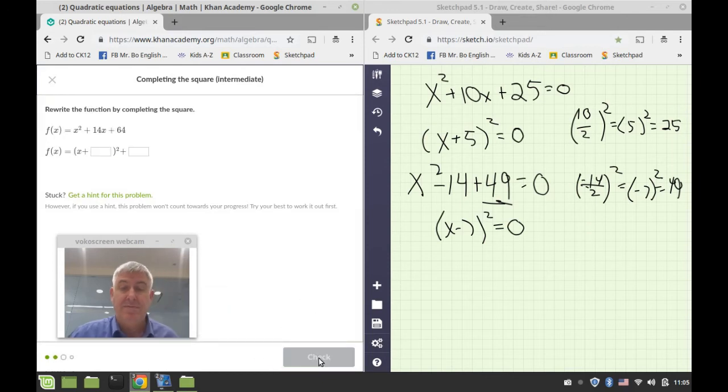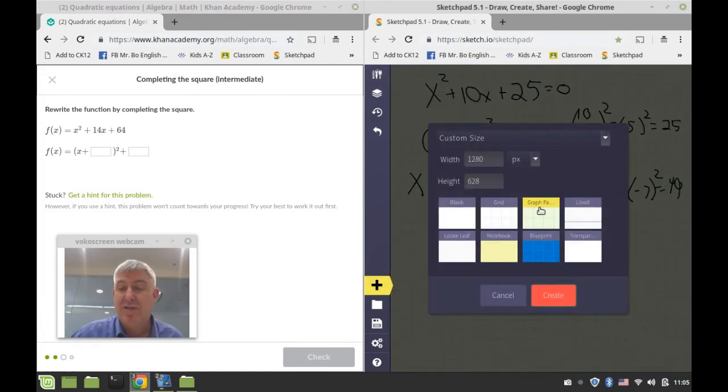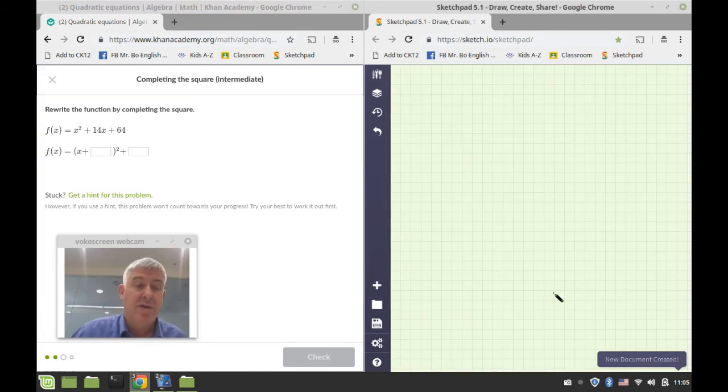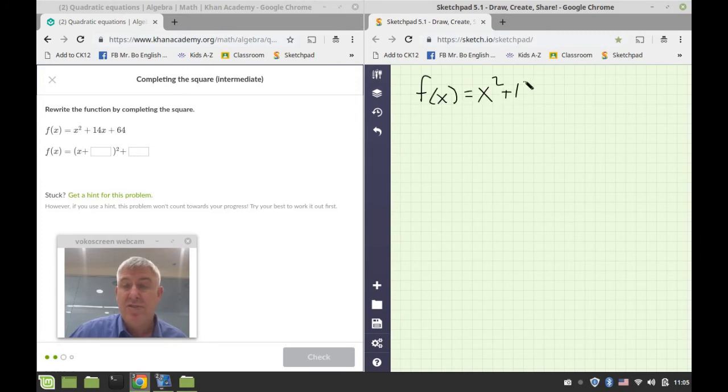Okay, so let's go ahead and get a new piece of paper. This one's going to be a little bit longer. All right, so rewrite the function by completing the square. So this is f of x is equal to x squared plus 14x plus 64. And we know we want our coefficient 14 from the x term divided by 2, squared, which is 7 squared, which is 49. So we know we want 49 over here.